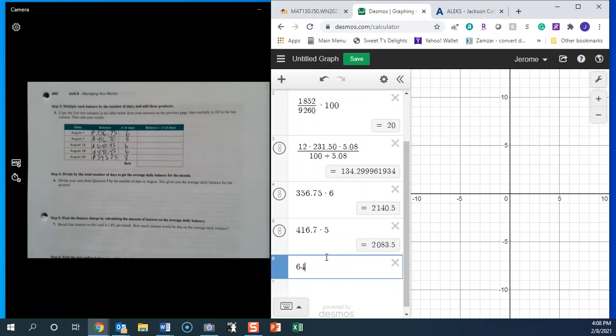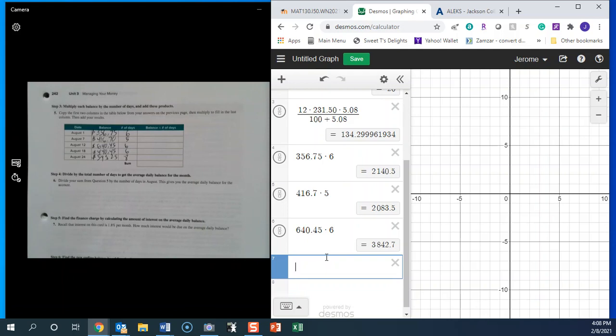Then 640.45 times 6. 440.45 times 6. And then finally 593.25 times 8.